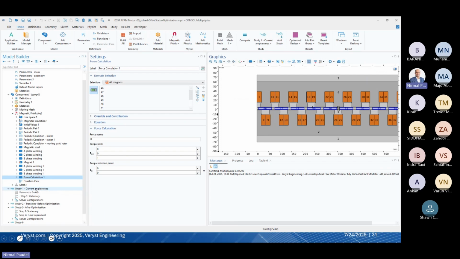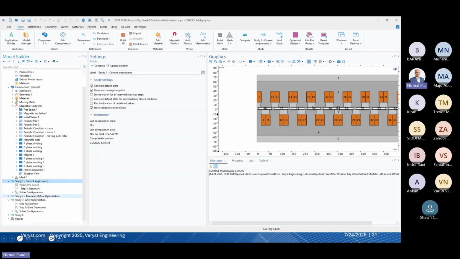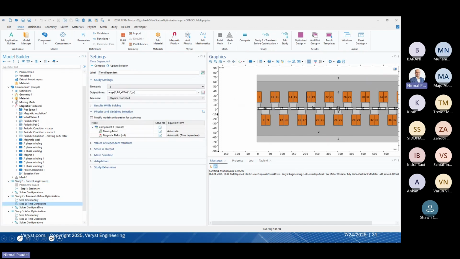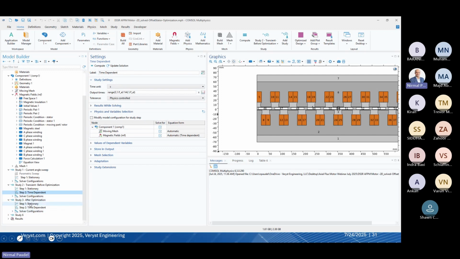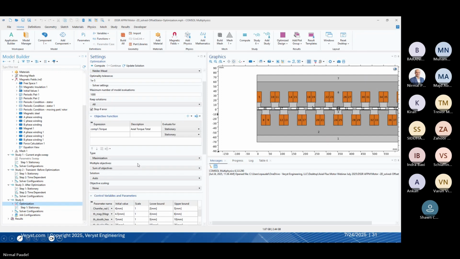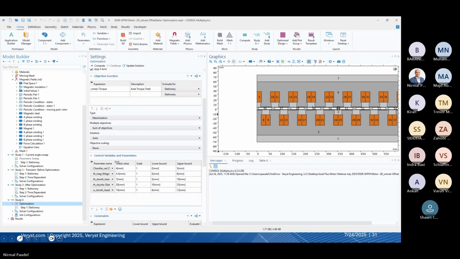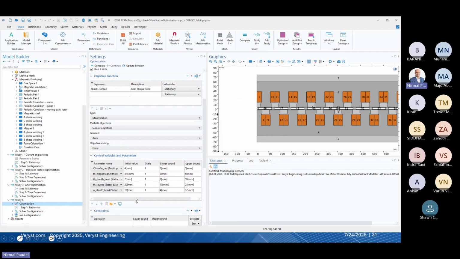Very similar idea: current angle sweep, and then we did a transient study, which is a stationary study first, followed by a time-dependent study. And then optimization was done on the same 4 parameters, because we found those to be more sensitive from the parametric sweep study on the initial design.